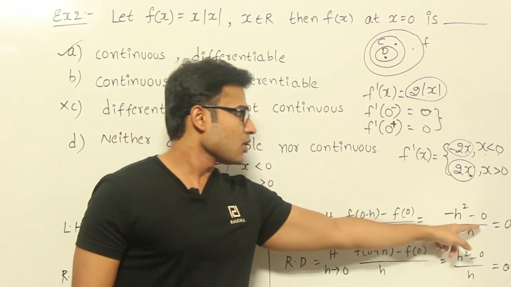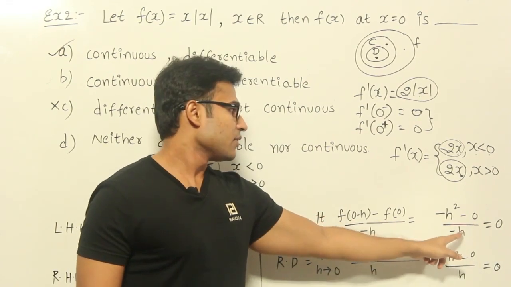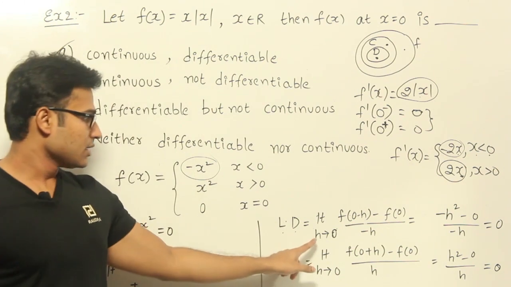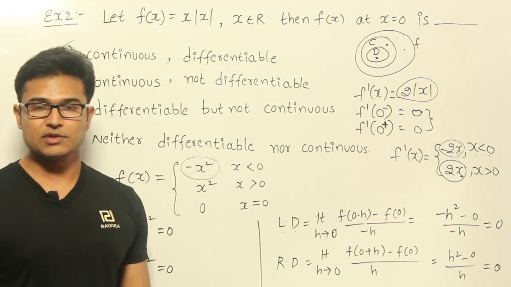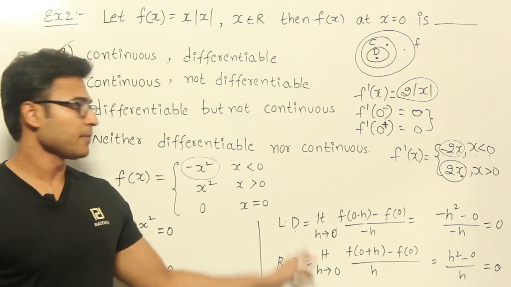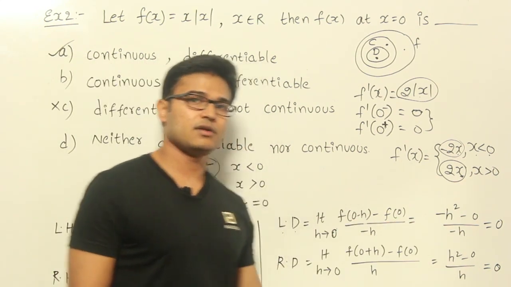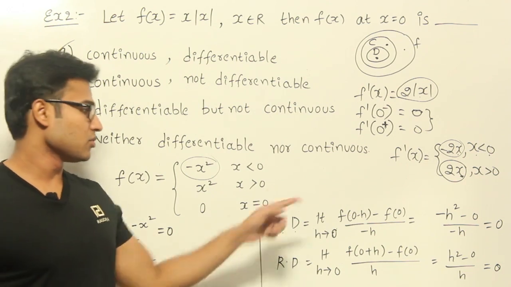And f of 0, we already know, is 0 divided by minus h, which is going to be h. And since limit h tends to 0, in place of h you are supposed to substitute 0, and you are going to get 0 in the output, right? So therefore the left derivative is going to be 0.